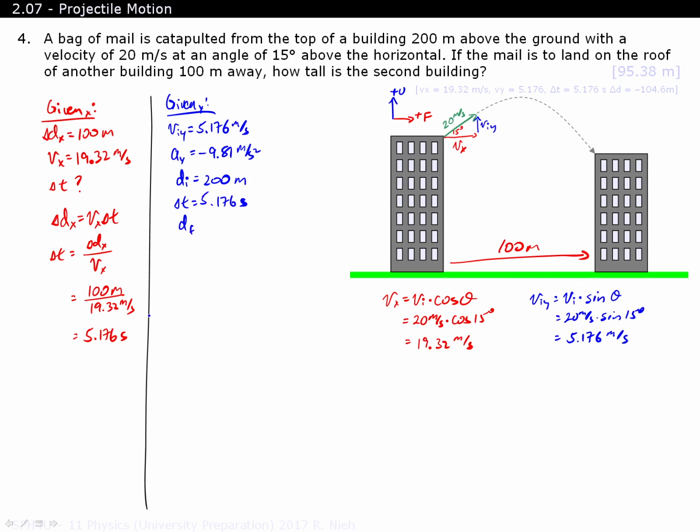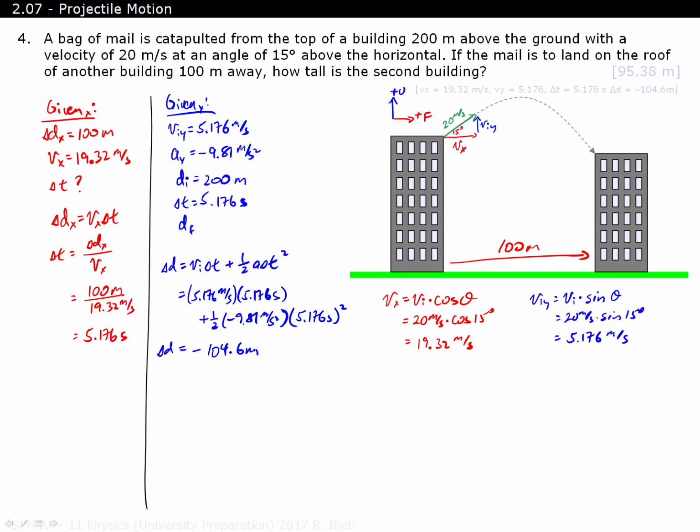We can solve for our final position. So the formula that we'll be using is delta D is equal to Vi delta T plus 1/2 A delta T squared. Carefully sub the values in. And don't forget to square your time. Crunching that through our calculator, we'll find out that our delta D is equal to negative 104.6 meters.